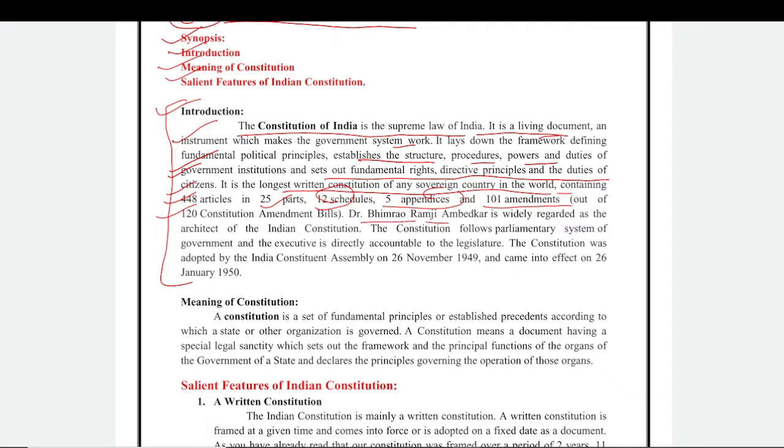Dr. Bhimrao Ramji Ambedkar is widely regarded as the architect of the Indian Constitution. Who is the architect of the Indian Constitution? Dr. Bhimrao Ramji Ambedkar. The Constitution follows the parliamentary system of government and the executive is directly accountable to the legislature. The Constitution was adopted by the Indian Constituent Assembly on 26 November 1949 and came into effect on 26 January 1950. Meaning of the Indian Constitution.